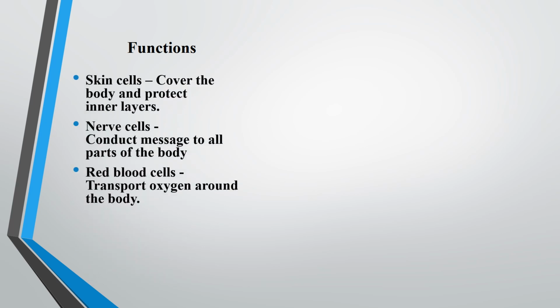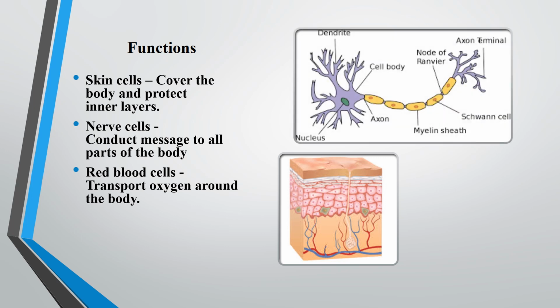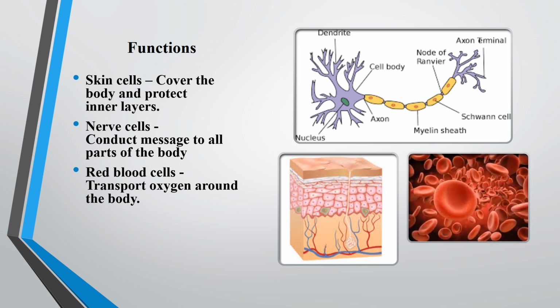The sizes and the shapes of the cells depend on the functions they are required to perform. As you can see here, the skin cells protect and cover the body. The shape of a nerve cell shows how it conducts messages throughout the body. The spherical shape of RBCs, or the red blood cells, helps to carry the maximum amount of oxygen around the body.